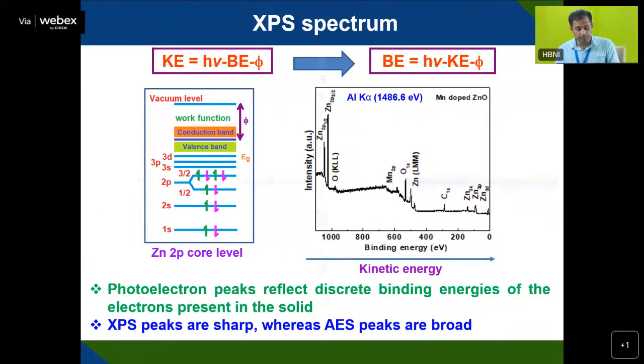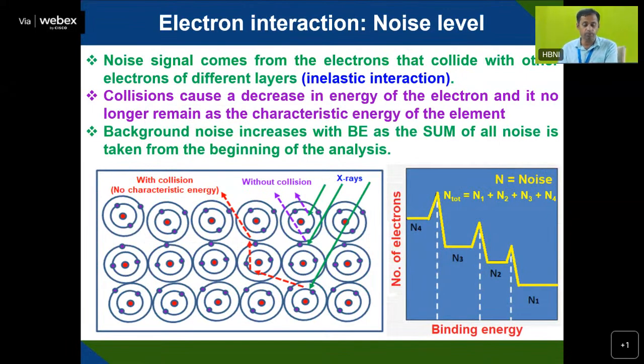This type of background is mainly noise that comes from electrons that collide with electrons of different layers. The X-ray is coming here and ejecting an electron here. That electron goes like this and like this, and on the way it interacts and collides with other electrons before coming out of the system. Collision causes a decrease in the energy of the electron, and it no longer remains the characteristic energy of the element.